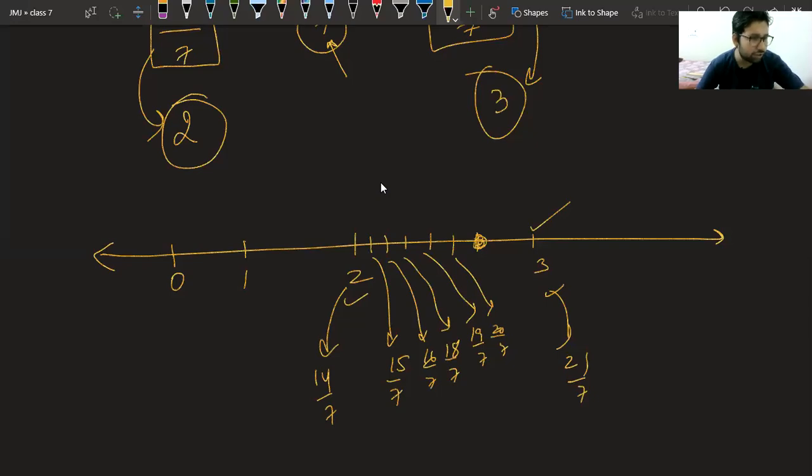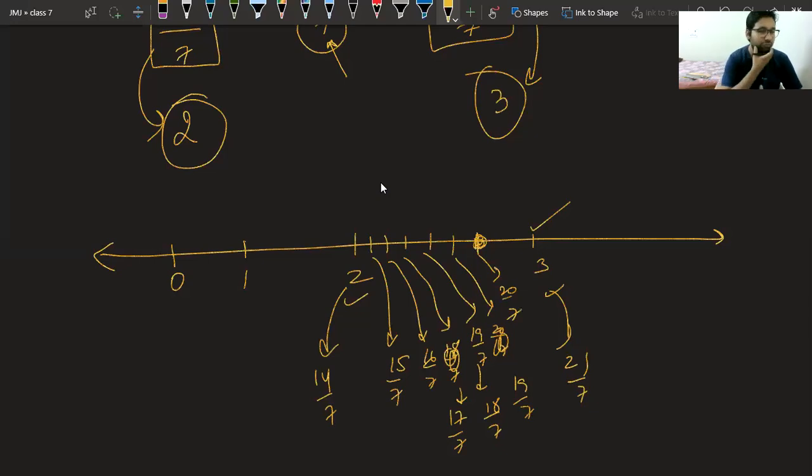Sir, it is just after 14 by 7 on the number line. Yes, beta, it is just after that. But to make it correct, I am doing like this. Now I will change the denominator. Okay, a mistake. This was 17 by 7. Sorry. 17 by 7. This was 18 by 7. This was 19 by 7. This was 20 by 7. So this way we can obtain any numbers.